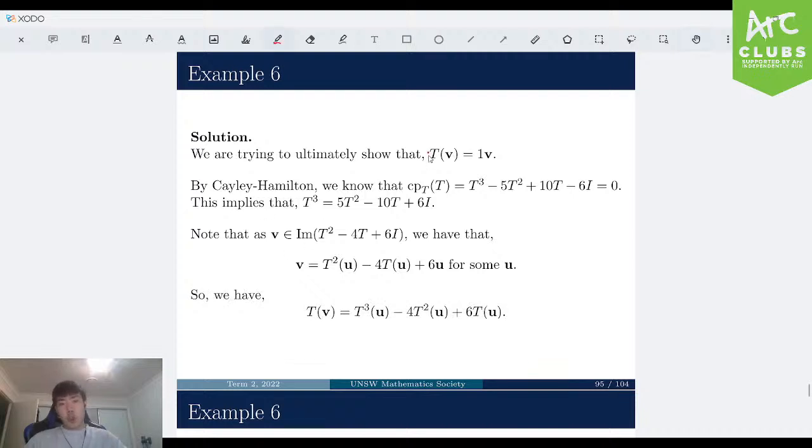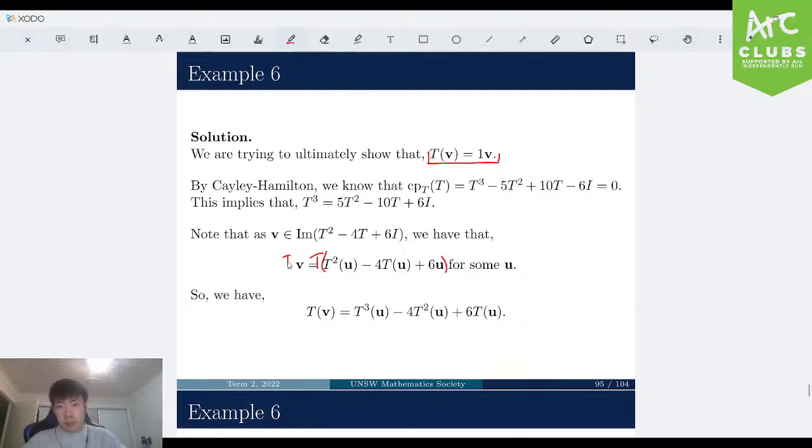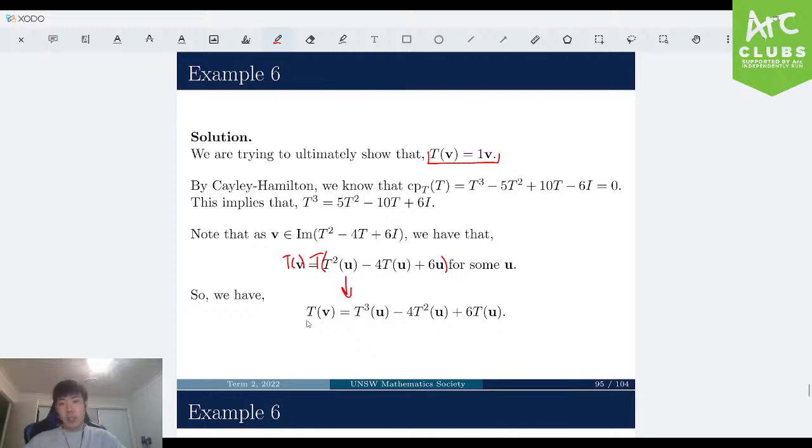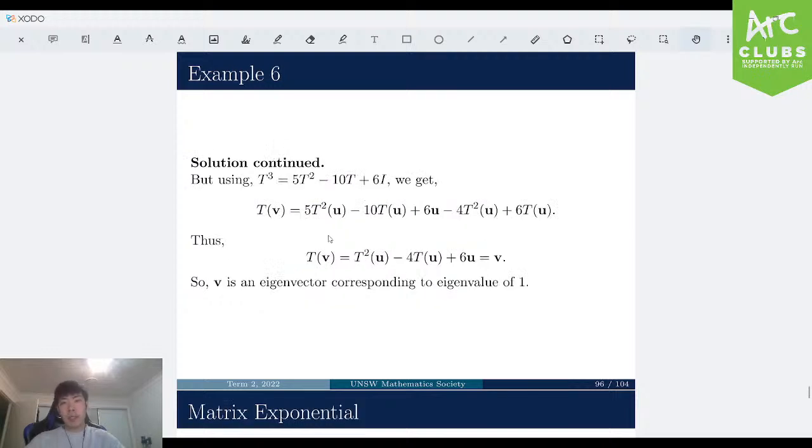And since we're trying to show this eventually, it wouldn't be a bad idea to then apply T on both sides. That gives us this line here. So T of v equals T cubed u minus 4T squared u plus 6Tu. But now recall that we have this fact from Cayley-Hamilton, which means we can plug that in here. And that's exactly what we do in the next slide. We replace our T cubed with 5T squared minus 10T plus 6I. And that gives us this.